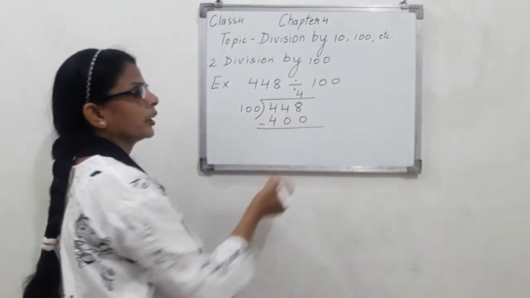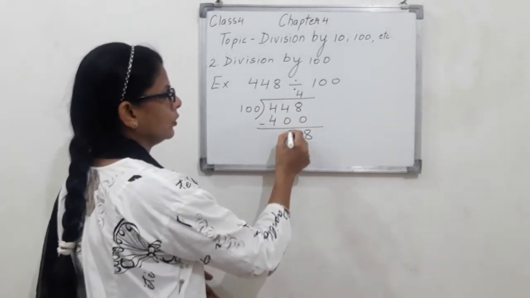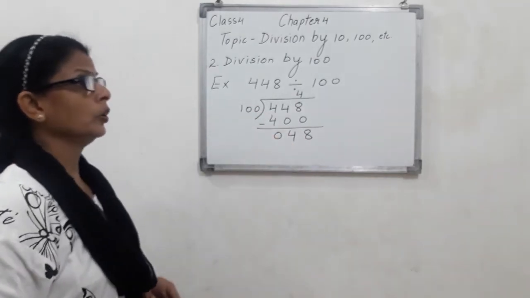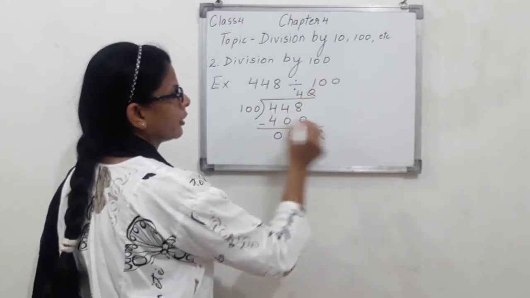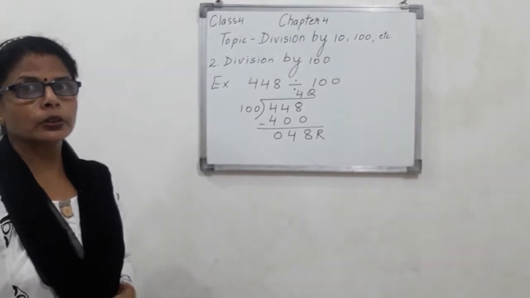Minus it. 8 minus 0, 8 only. 4 minus 0, 4 only. 4 minus 4 is 0. So 4 is the quotient and 48 is the remainder. Right? Now how to do it in the short method also?